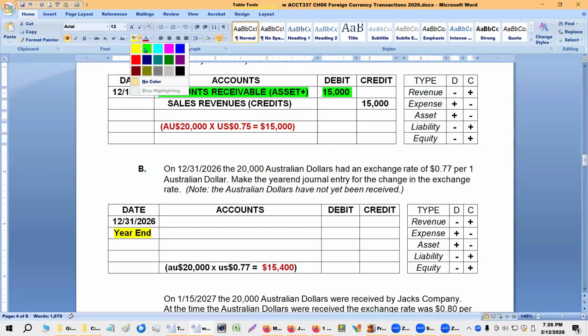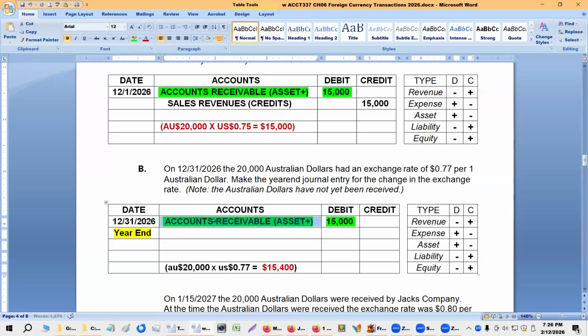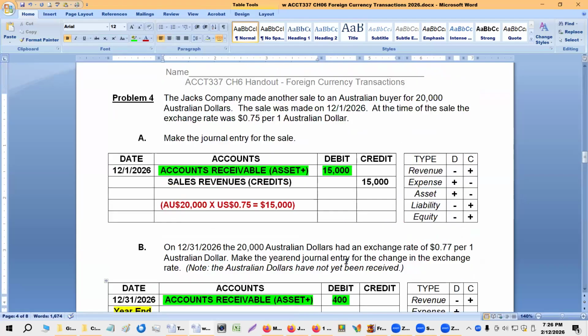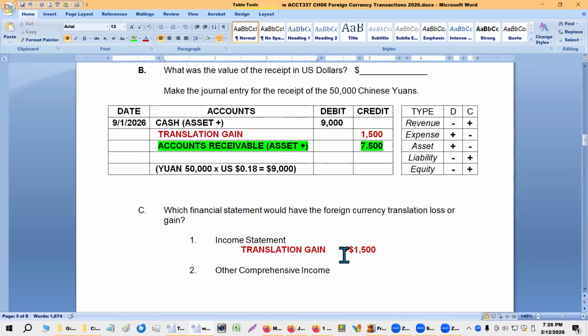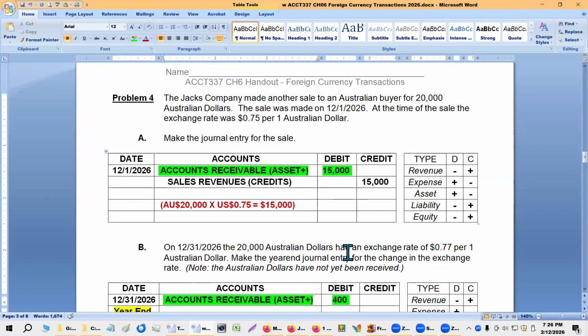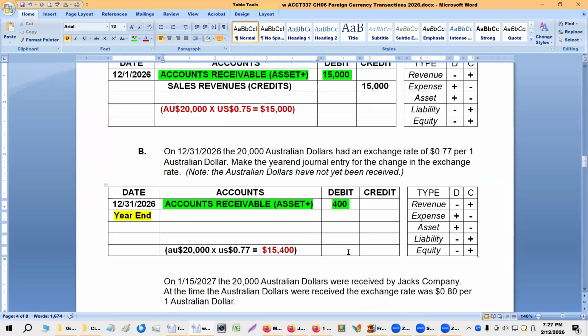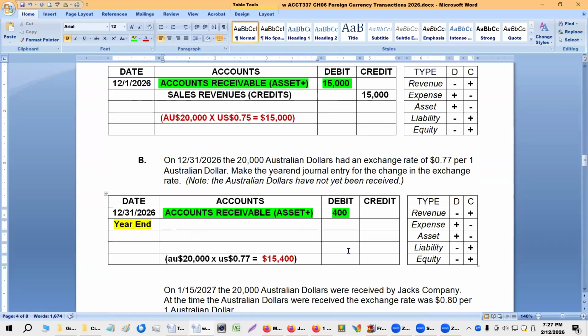400. Yep. So what I'm going to do is come down here and teach you guys how to be lazy like me. Now we only have to add 400 to this, and now there'll be a total of 15,400 in the account. Okay, now we're unbalanced. What account are we going to use? Actually, I'll give you a choice. A translation gain or a translation loss? Is more money coming in or less? Gain.